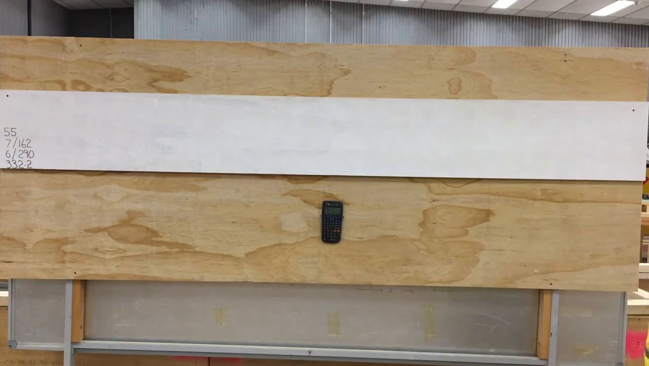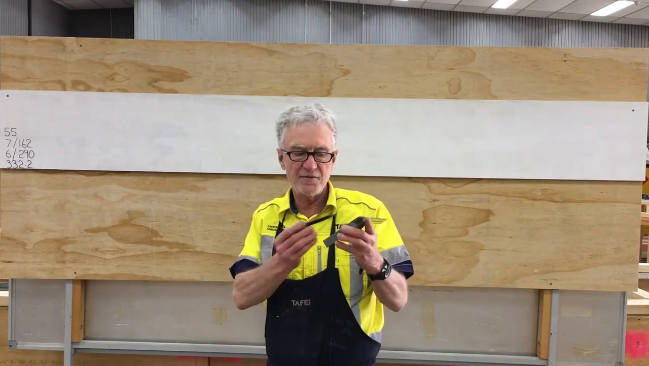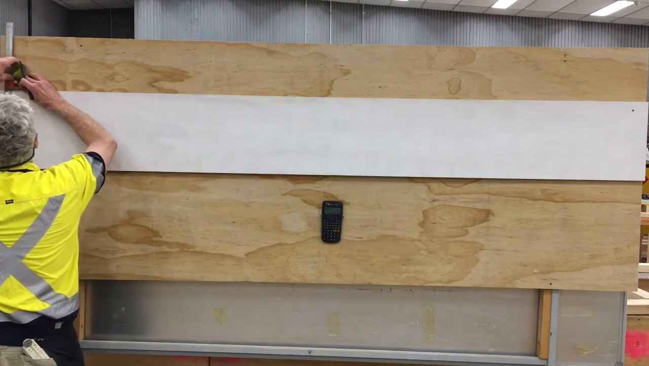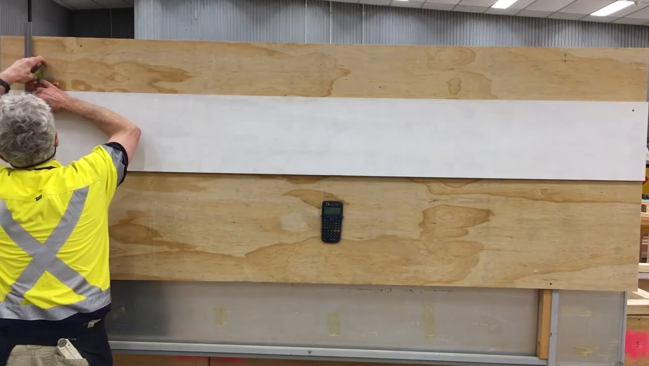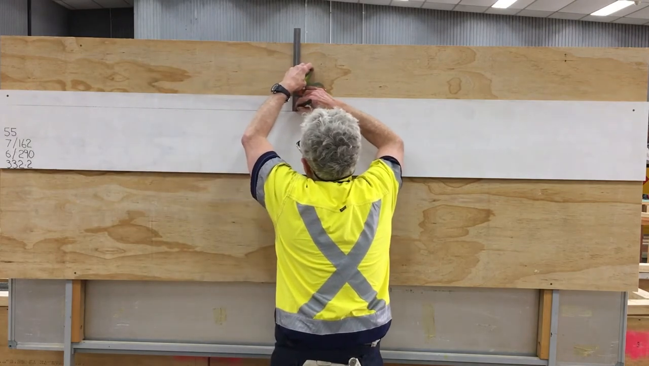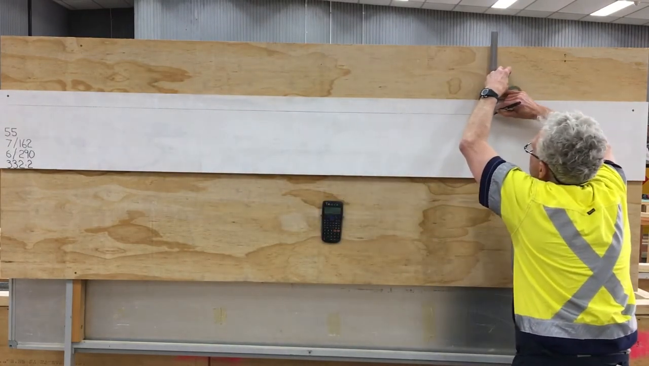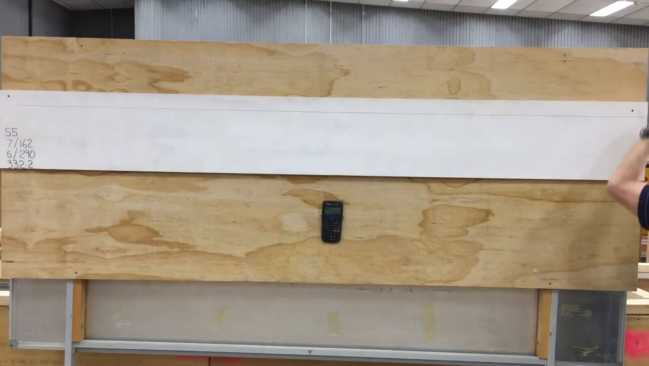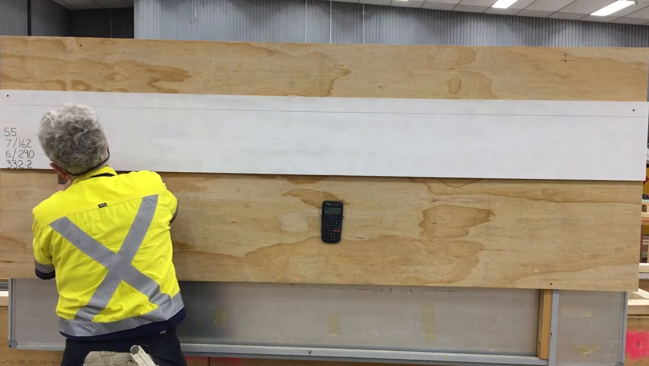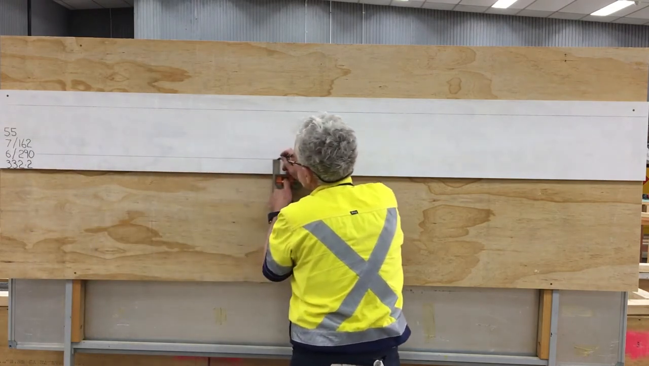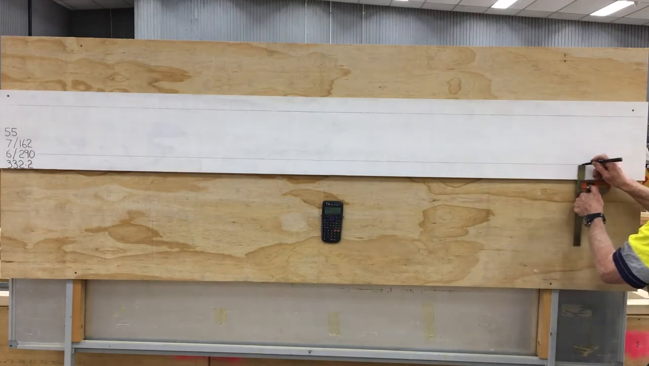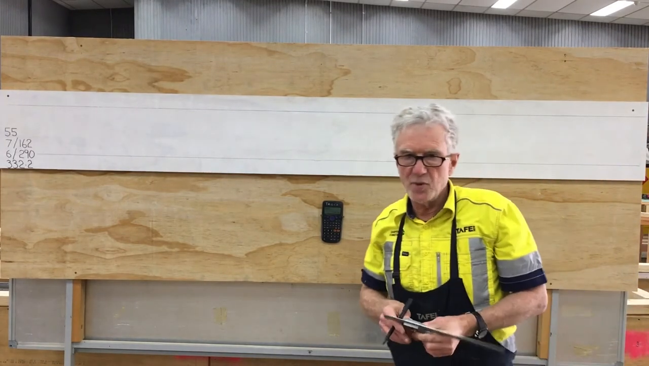So they're set at 55 mil. I've set up my combination square at 55. I'm going to try to look smooth and send those lines on top and bottom of the stringer. So there's my top and bottom margin lines.